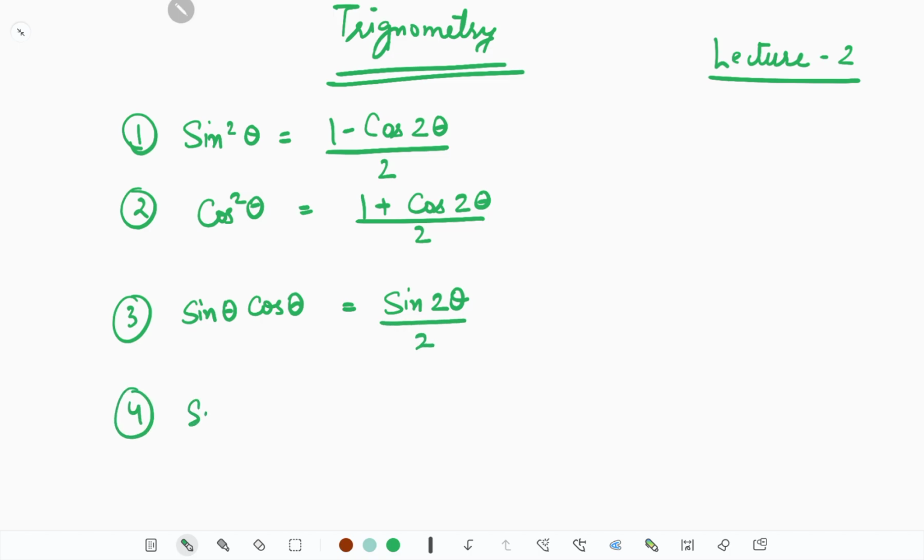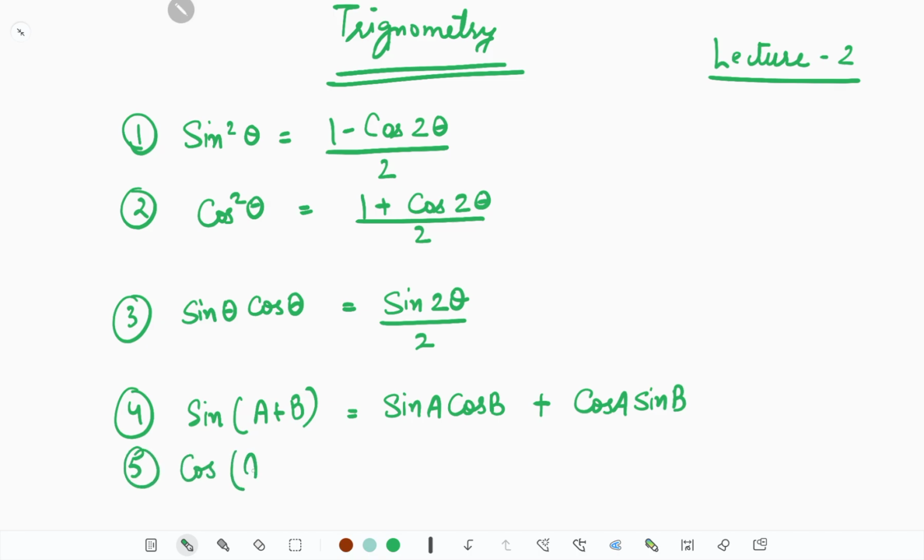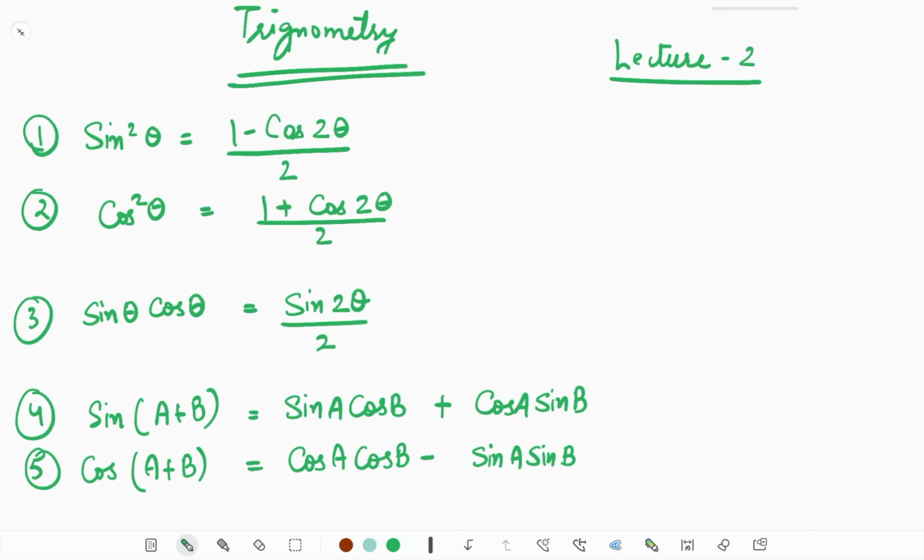Also, if there is sin A plus B, then you can say that sin A cos B plus cos A sin B. If there is cos A plus B, then it will be equals to cos A cos B minus sin A sin B. So these are basically relations of sine and cos that will be used in further quantum mechanics.